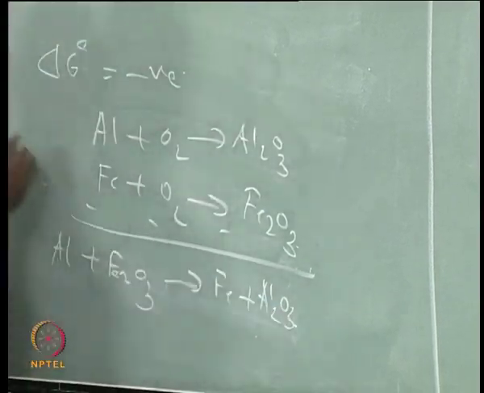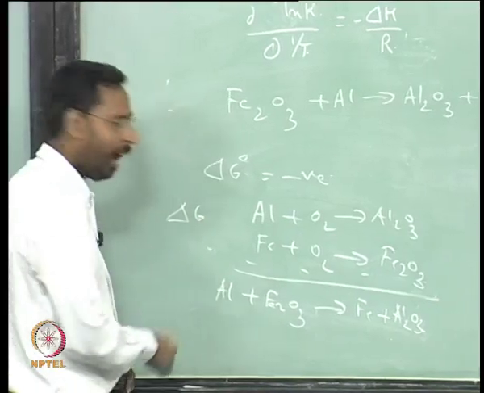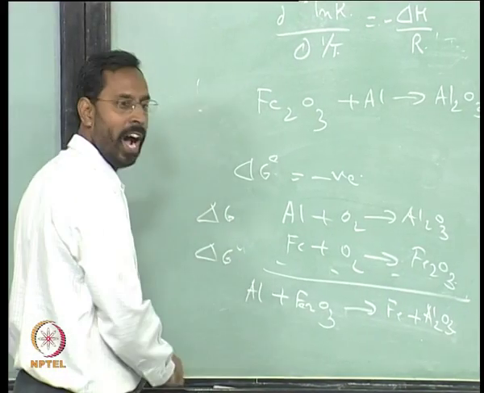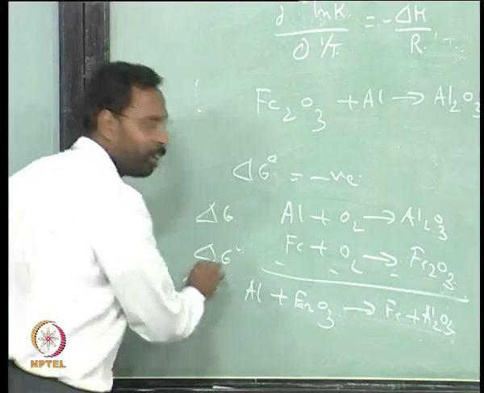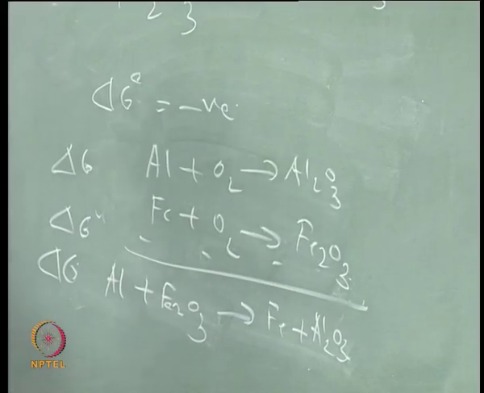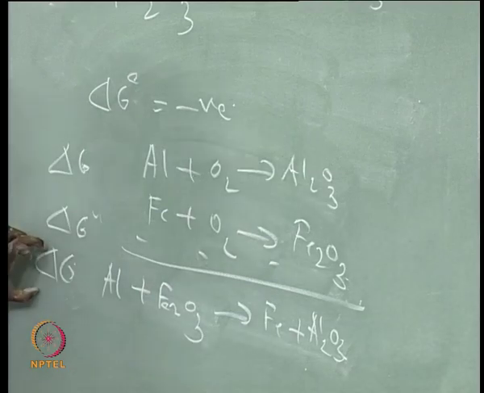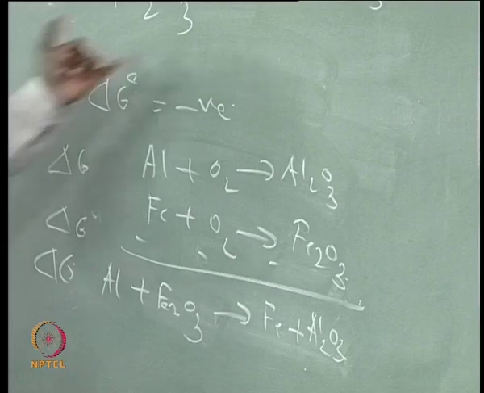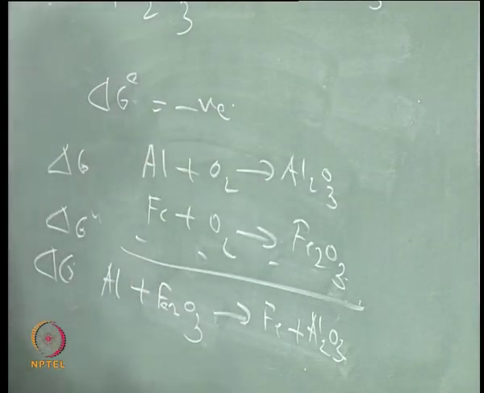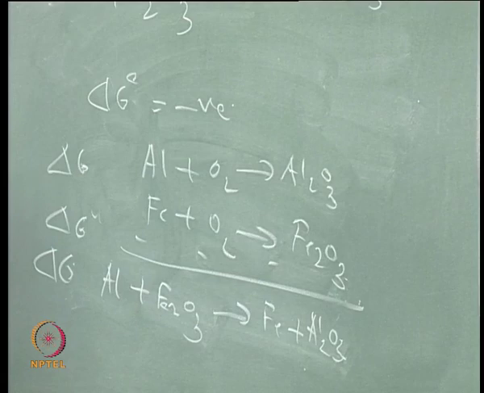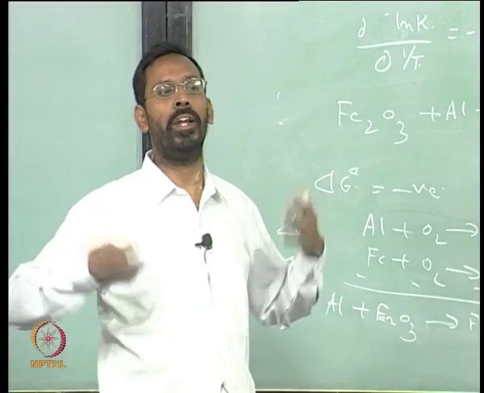So I have the delta G naught of this reaction, I have the delta G naught of this reaction, I will be able to find out the delta G naught of this reaction at a particular temperature, and at that temperature if this turns out to be negative, then I can say yes, this reaction would happen. If this turns out to be positive, then actually the reverse will happen. So if such reactions are feasible, then what are called metallothermic reductions are possible.